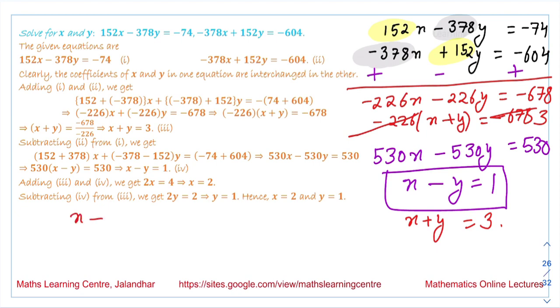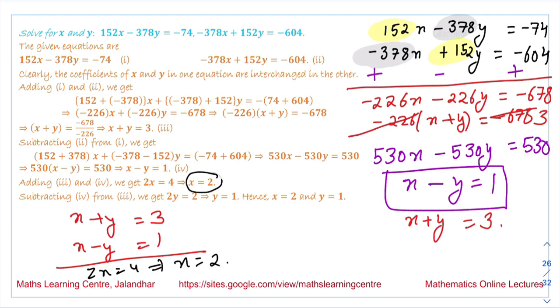So we have two equations, x plus y is equal to 3 and the second is x minus y is equal to 1. On adding these two equations, we get 2x is equal to 4. It means x is equal to 2. So the value of y is 3 minus x, that is 3 minus 2, which is equal to 1. So what we get is the value of x is 2 and the value of y is 1. So these are the two values we obtain from these two equations.